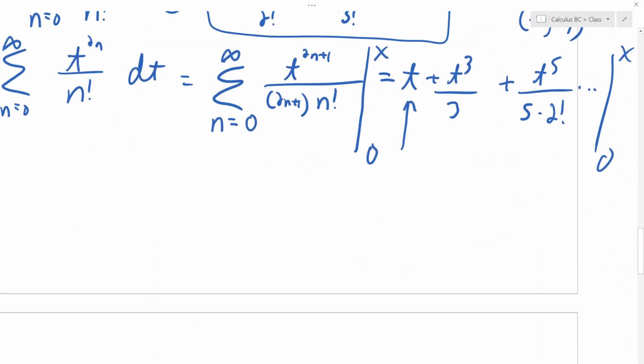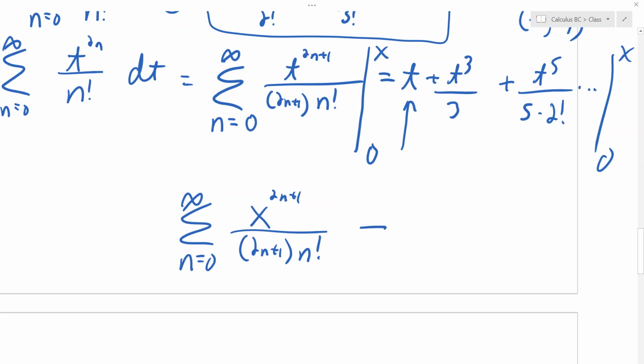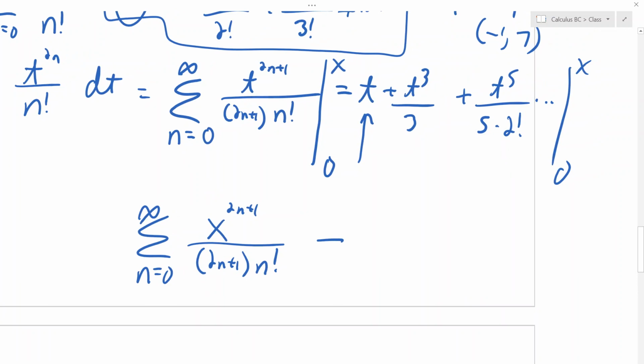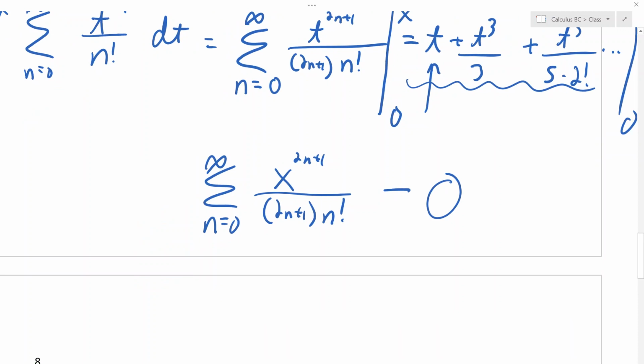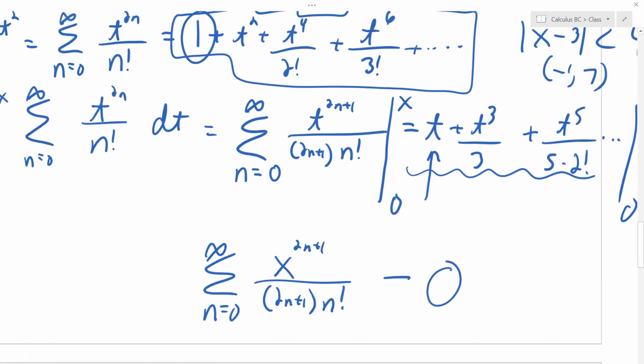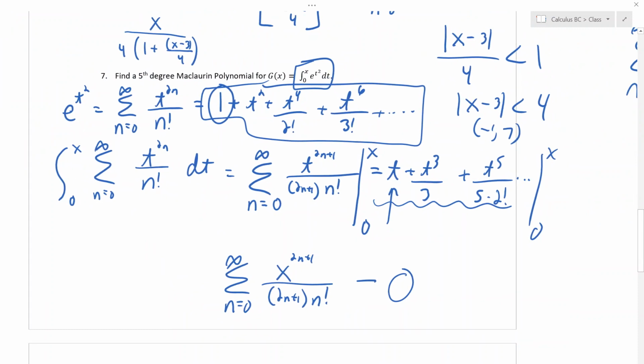Now I plug in x for t, so we get the summation n equals 0 to infinity, x to the 2n plus 1, minus, everybody good? Plug in 0. It turns out, this is not always the case, but if you plug 0 into that, you just get 0. But if we were plugging in 1 or something, we'd have this whole infinite series we'd have to figure out. They usually do not do that to you. So this is just minus 0, so the series is just that thing. Cool? I took a long time to go over that, but all I did was the power rule on the e to the t squared series.